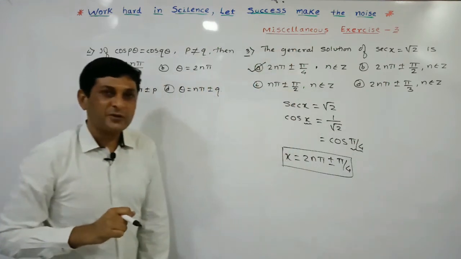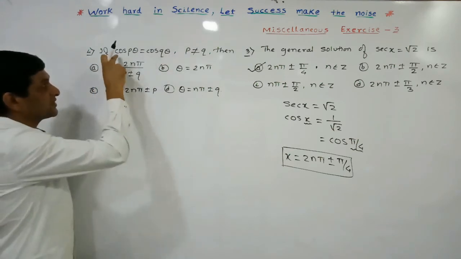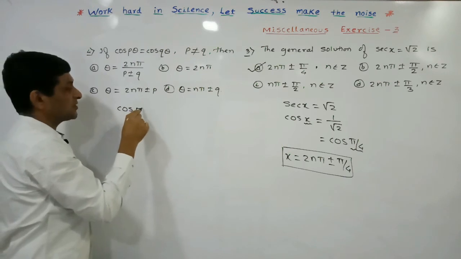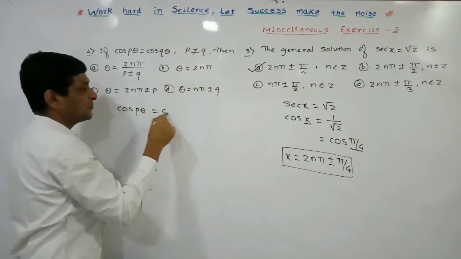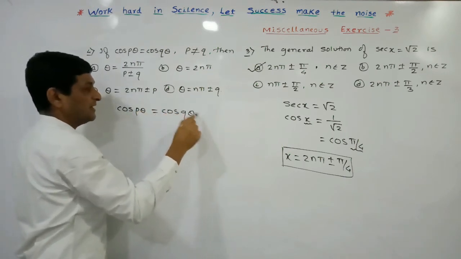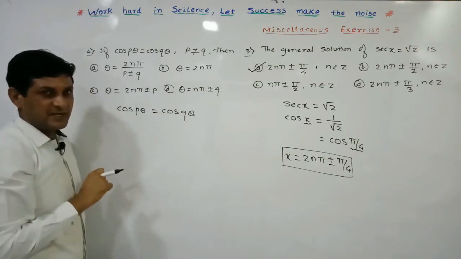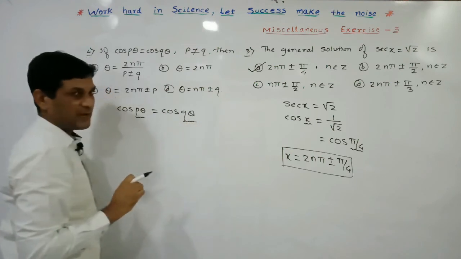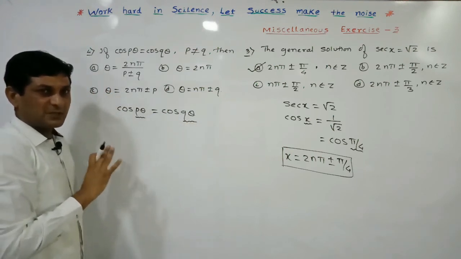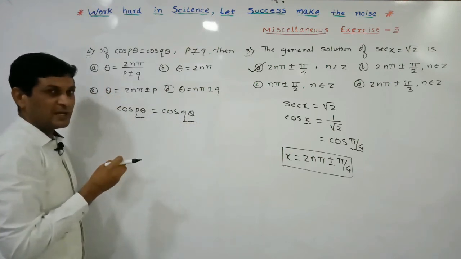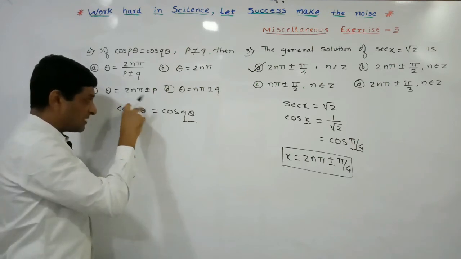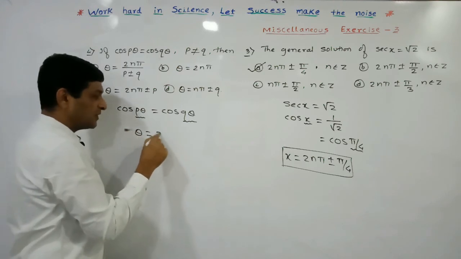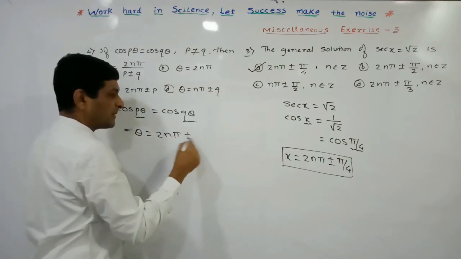Now let us try to find the general solution of this trigonometric equation. Here also we can observe that the given equation is cos p theta is equal to cos q theta. The equation is already in standard form, cos theta is equal to cos alpha. And to find the general solution of this equation, we have the formula that theta, here theta means p theta, is equal to 2n pi plus or minus alpha.